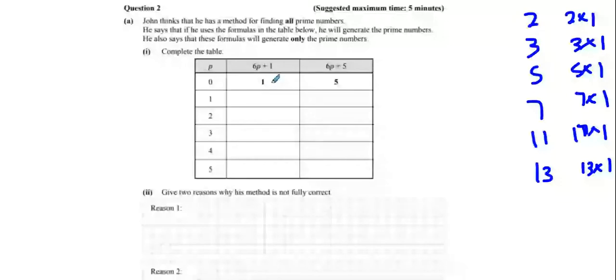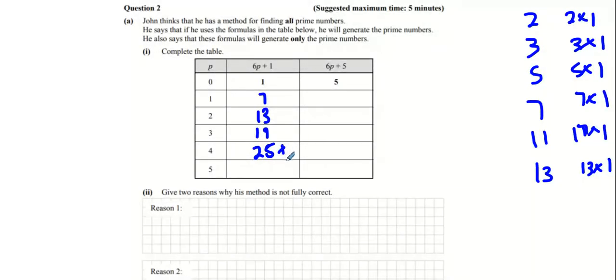So whatever p is, multiply by 6 and add on 1. So he has 1, 7. 2 times p plus 1 is 13. 3 times p plus 1, 6 times 3 plus 1 is 19. Just keep adding 6's. 25. Now that's not a prime number. And then 31 is a prime number.